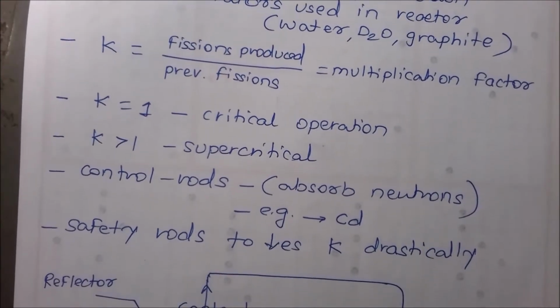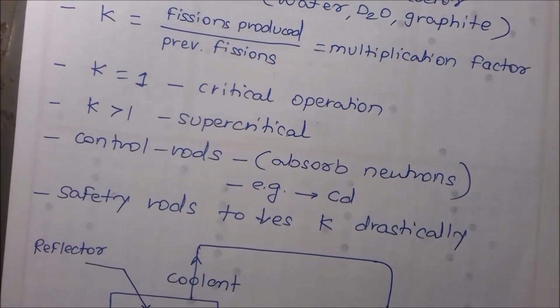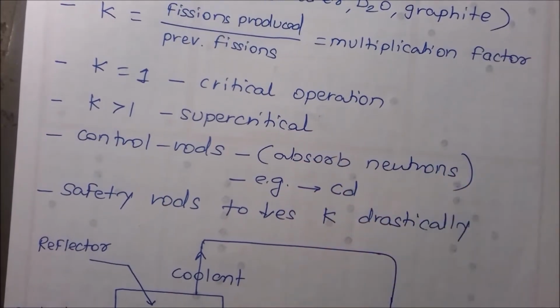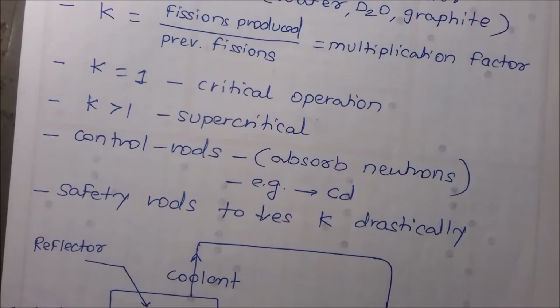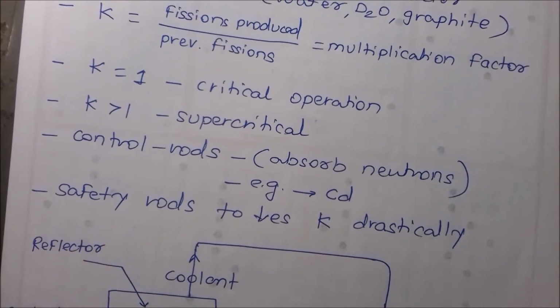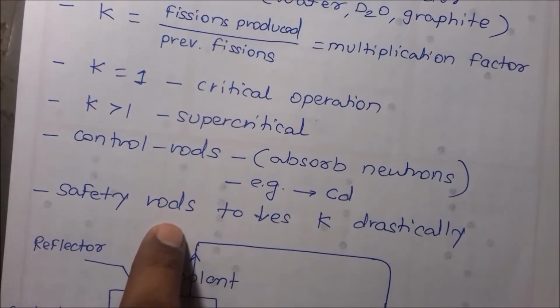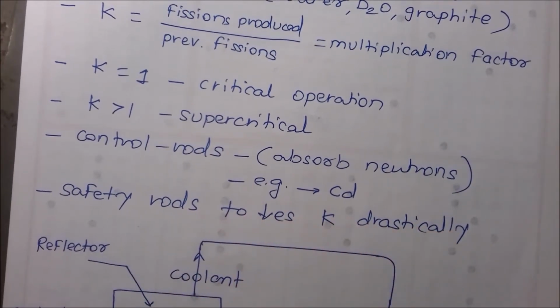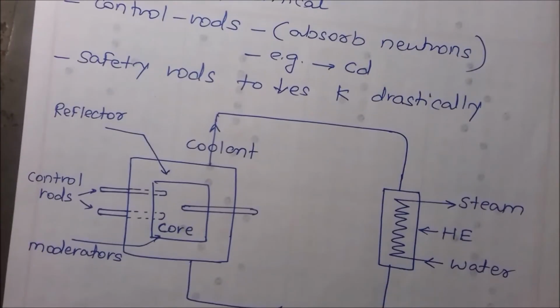So if K increases beyond 1, then control rods are used to absorb neutrons and decrease the speed of the reaction, for example cadmium. And there are safety rods as well. Safety rods decrease K drastically and make the reactor safe.